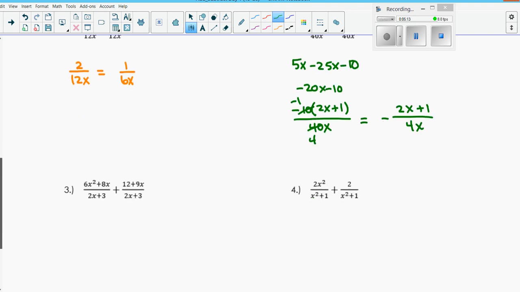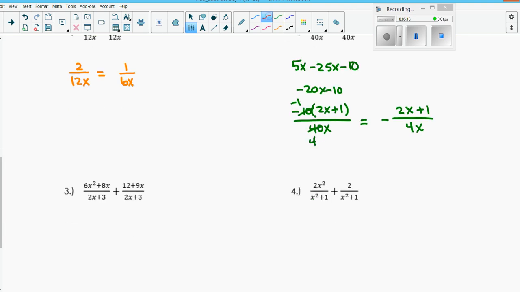Okay, let's try another one with the common denominator. In this one, again, I have common denominators and I'm adding. So adding makes it a lot easier. I don't have to worry about distributing it. So I have a 6x squared, an 8x, a 12, and a 9x. So if I put this in descending order, that would be a 6x squared plus a 17x plus a 12.